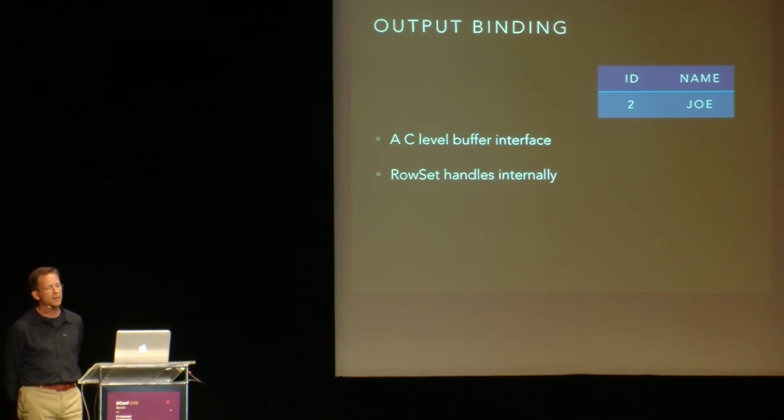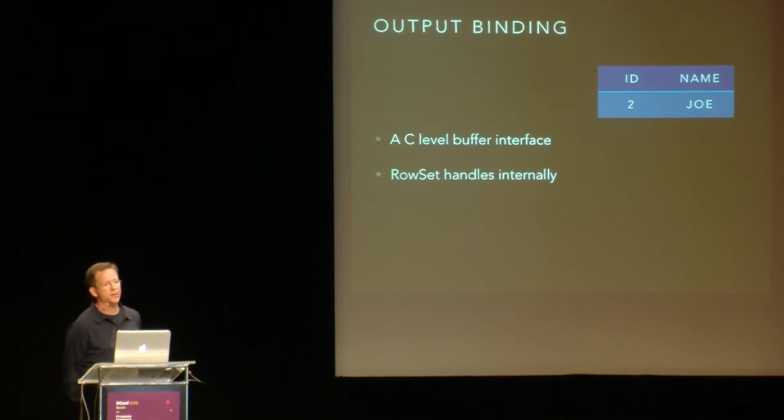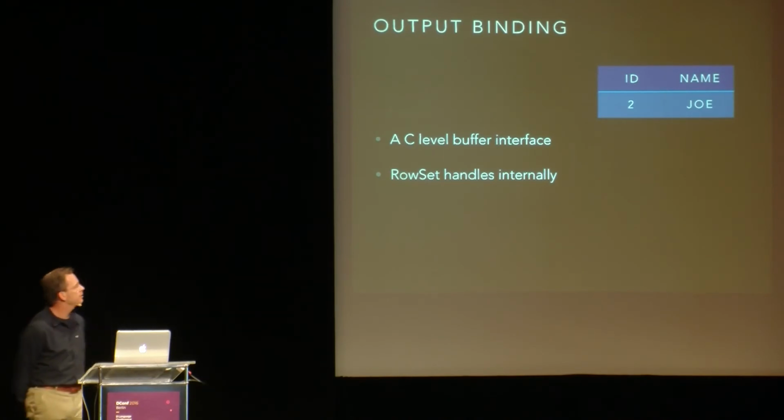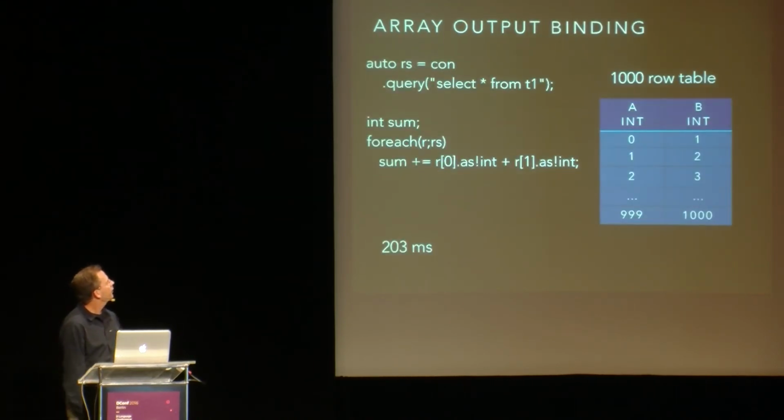The ROWSET's a container, and it just handles it. It really does this conversion into a range, so you don't have to deal with that. What I want to talk about here is something called array output binding.